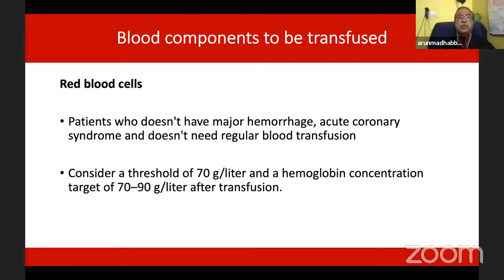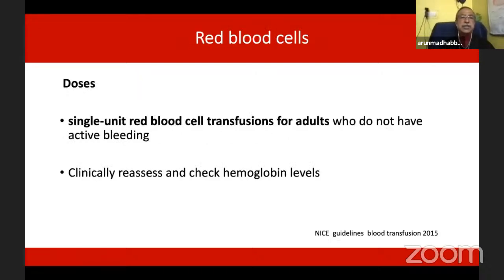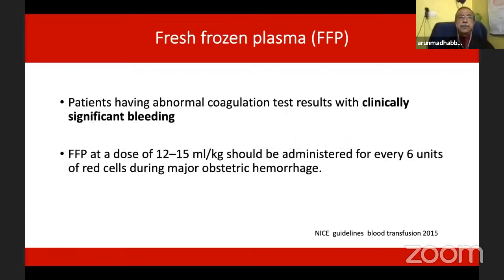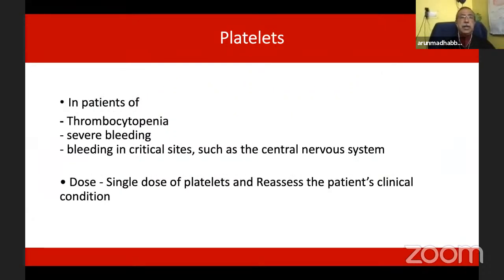The blood components to be transfused, we all know, include red blood cells. The dose is a single unit of red blood cell transfusion for adults who do not have active bleeding. Clinically reassess and check hemoglobin if it is required. We can always do that. Fresh frozen plasma is the most important component for any OBGYN practice. We need to have platelets, especially in hypertensive disorders or where there is documented thrombocytopenia or even in severe bleeding.